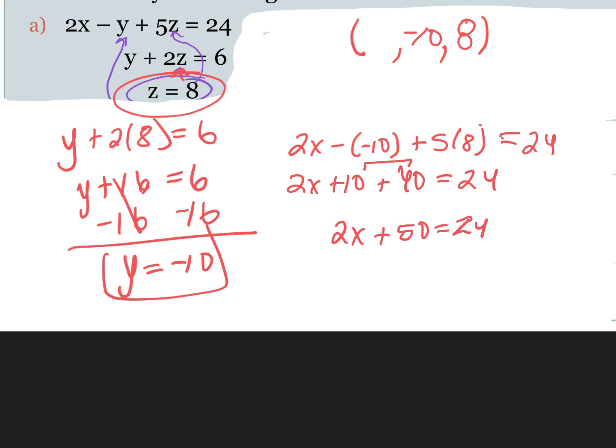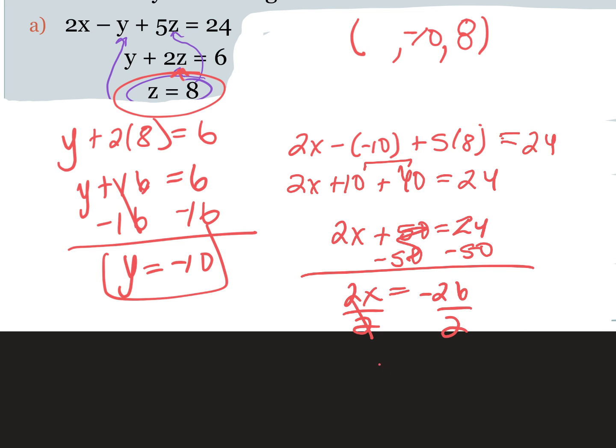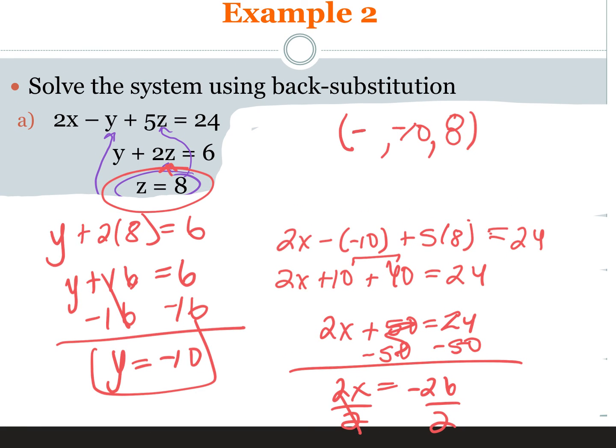Now what? Subtract 50 from both sides, and I get 2x equals, what's 24 minus 50? Negative 26. Then divide both sides by 2, and x equals negative 13. So negative 13, negative 10, positive 8.